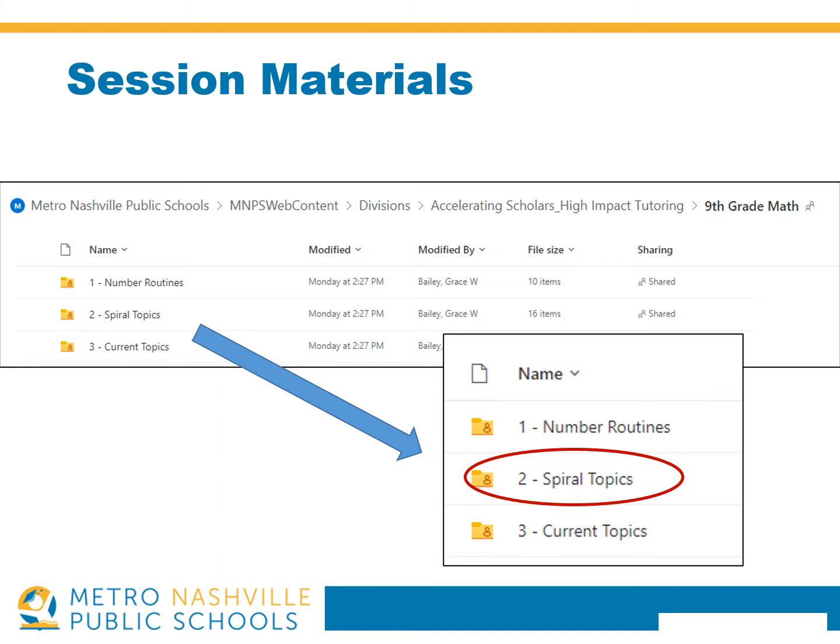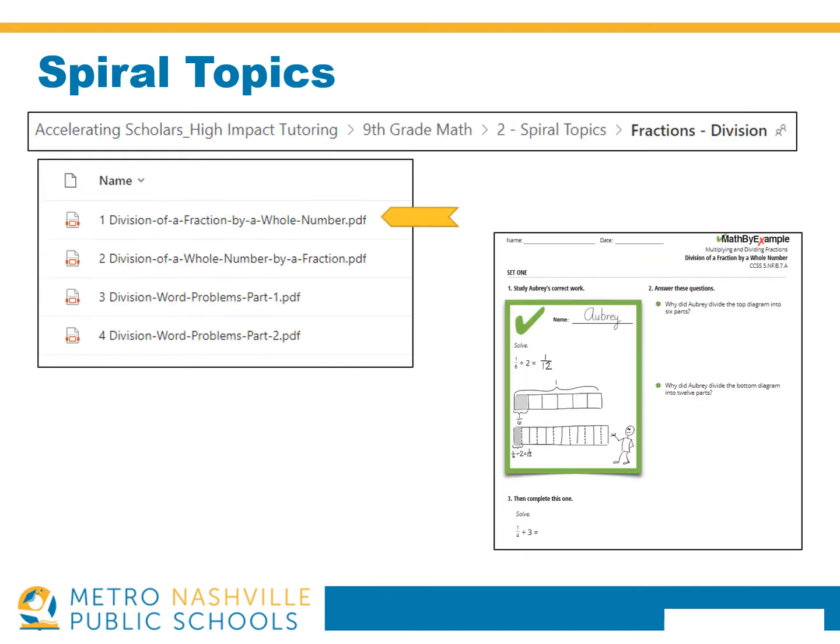Once you've navigated to the 9th grade math folder, choose spiral topics and the general topic you wish to practice during this time. Once you've selected a general topic, you'll find a list of targeted lessons within that topic area. Each document is labeled describing the skill the lesson covers. It is strongly encouraged that the current topic of your tutoring session is intentionally tied to the spiral topic.